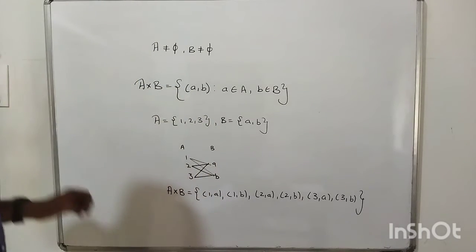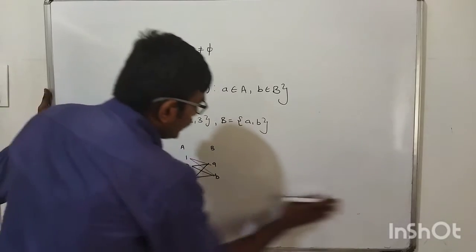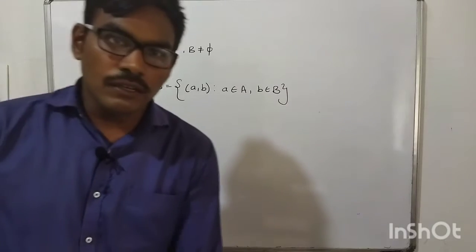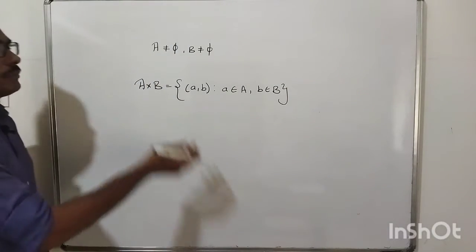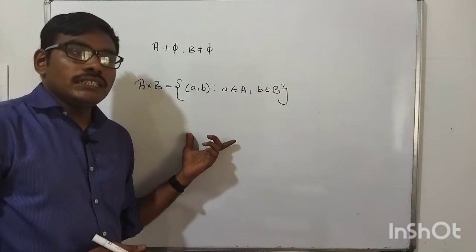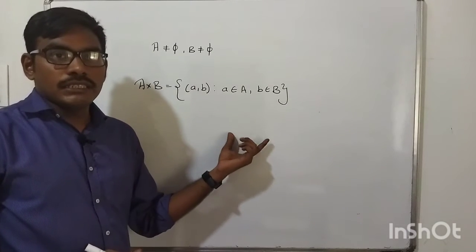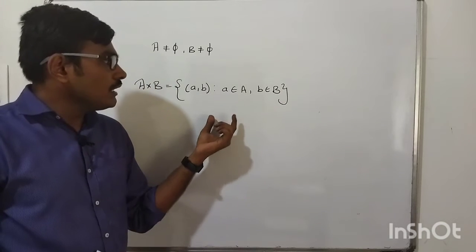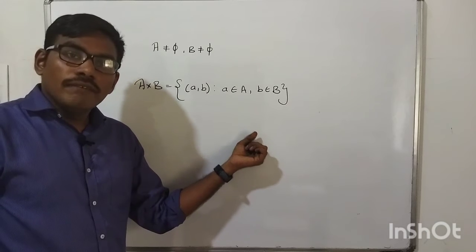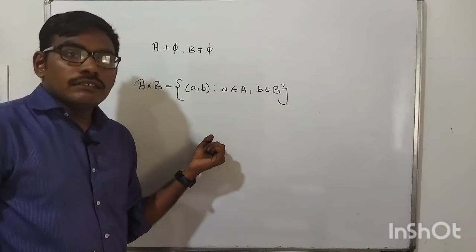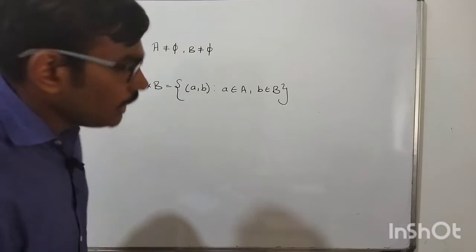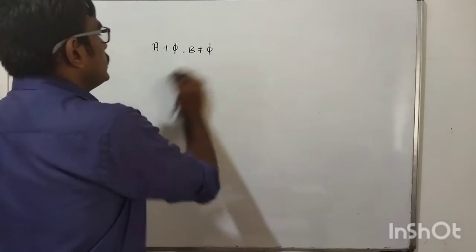Next, what is a relation? A relation is actually a subset of the Cartesian product, and that subset is defined by some relation. Means we are giving some relation between elements of A and elements of B, and whichever pair satisfies that relation comes in the relation of set A and set B. We'll see examples based on this.